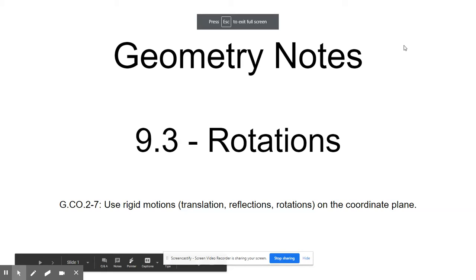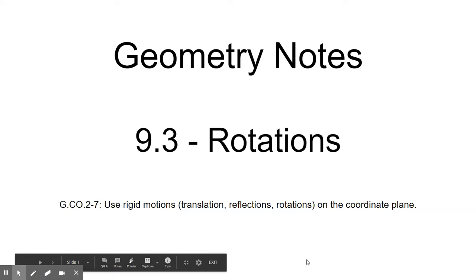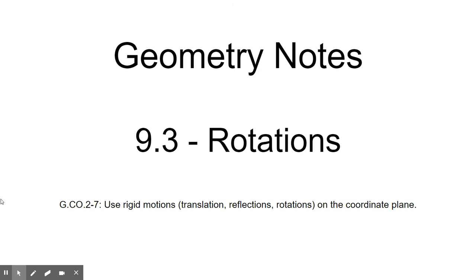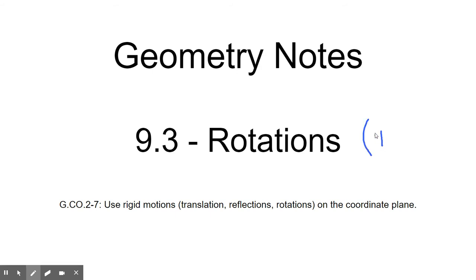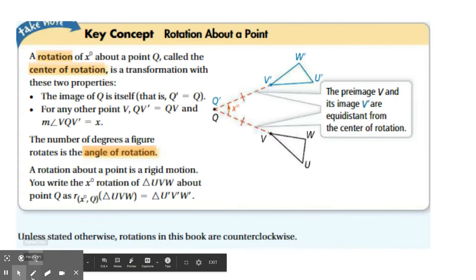All right, geometry 9-3 rotations. This is the last of the rigid motions that we'll talk about. And rotations, the layman's term word for rotations is turn. So again, you have slide for a translation, flip for a reflection, and turn for a rotation. And again, this is a rigid motion, and we'll talk about that in the next slide.